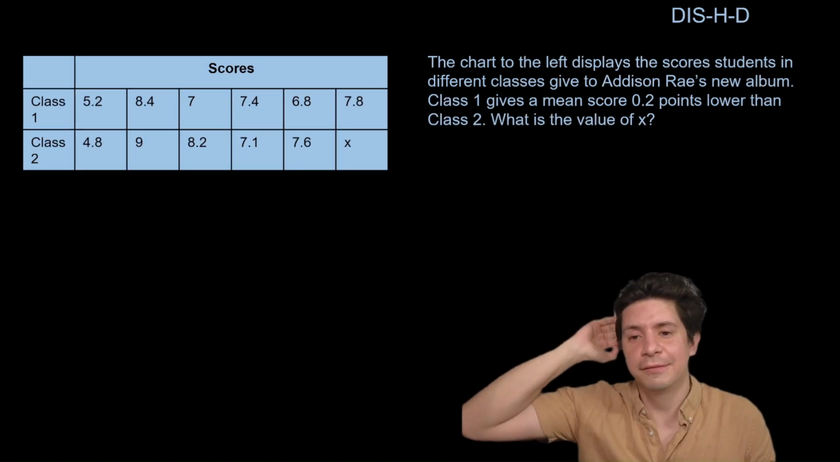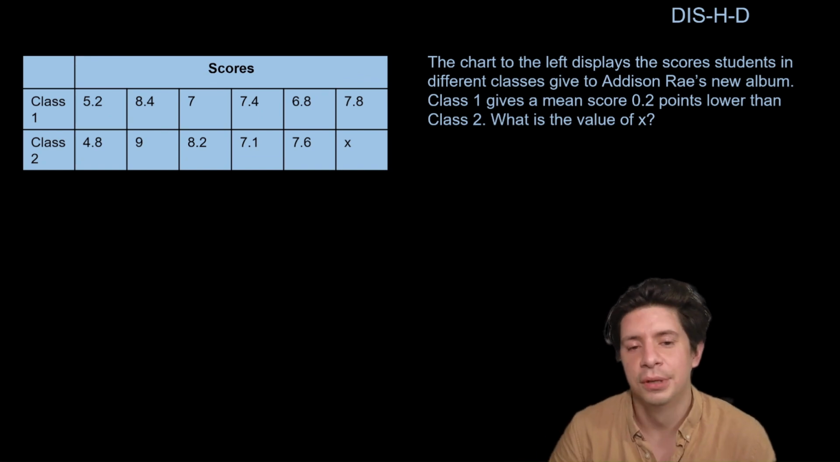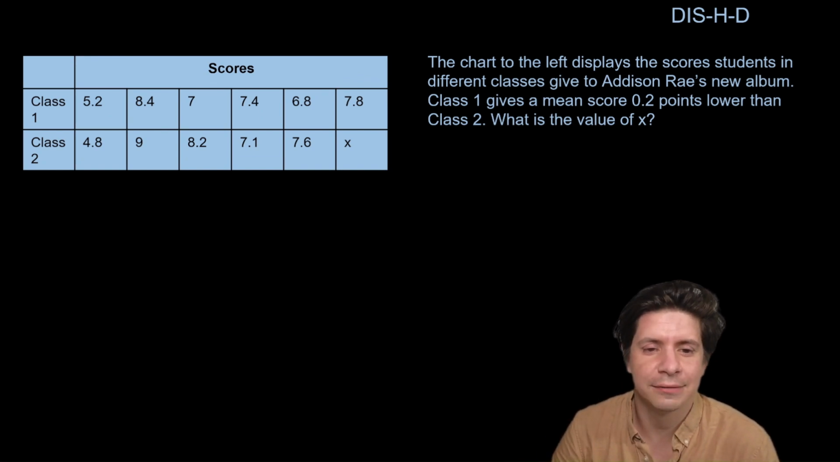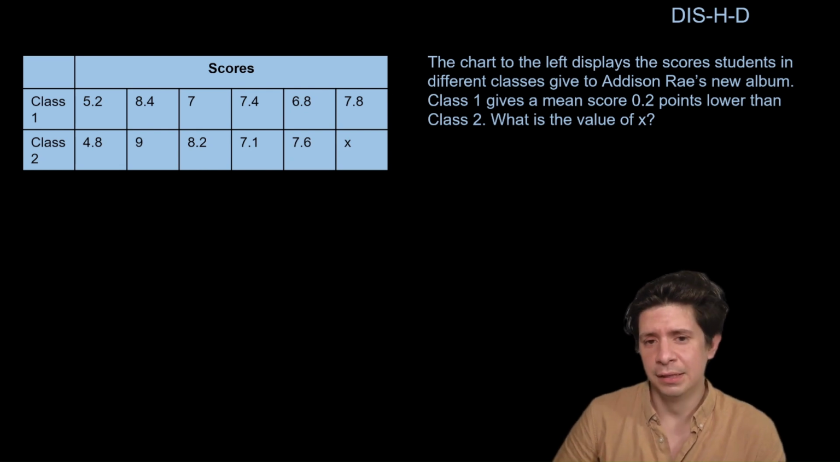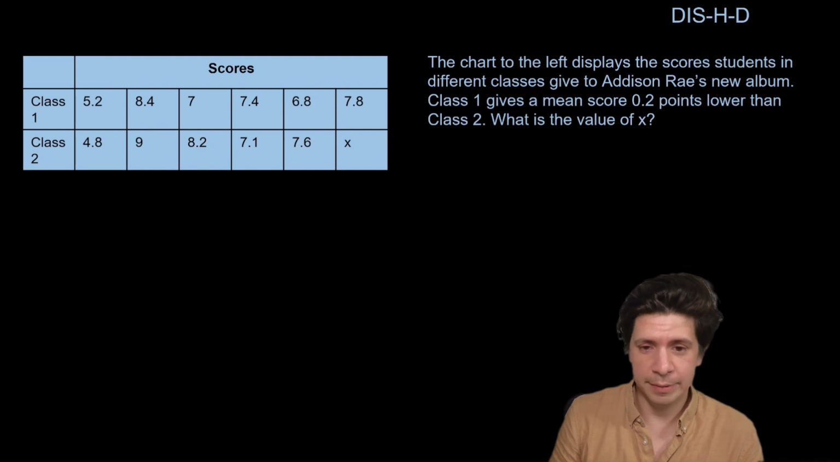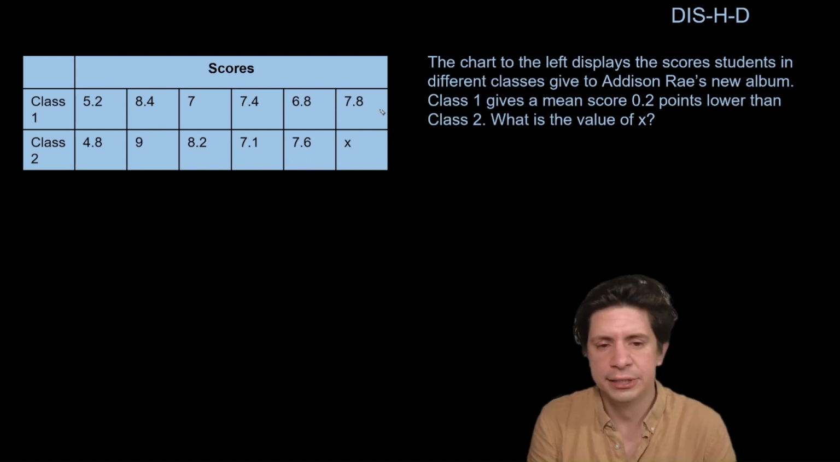The chart to the left displays the scores students in different classes give to Addison Rae's new album. Class 1 gives a mean score 0.2 points lower than Class 2. What is the value of X? So it's a mean score 0.2 points lower. I don't know about Addison Rae's music, so I won't judge the scores.